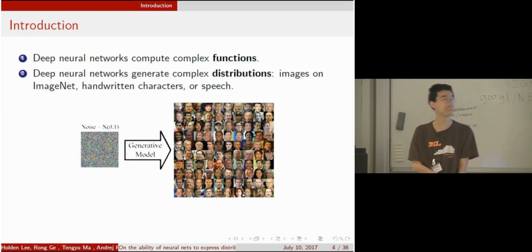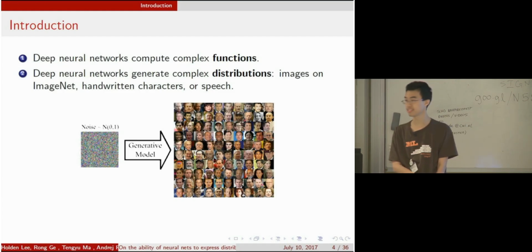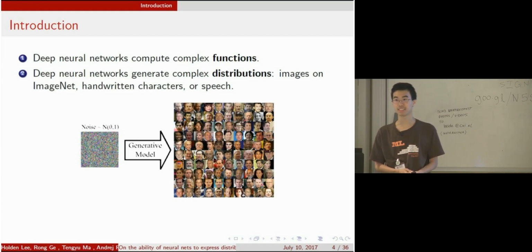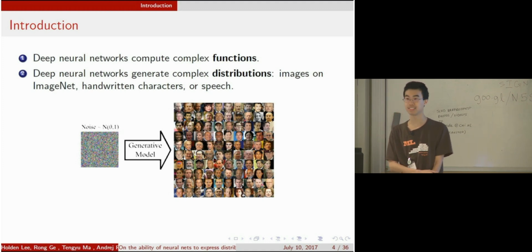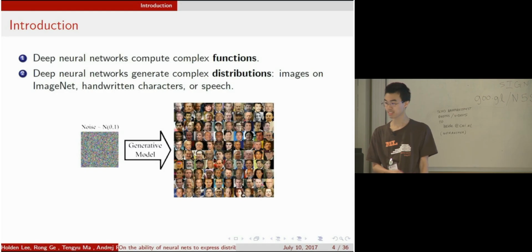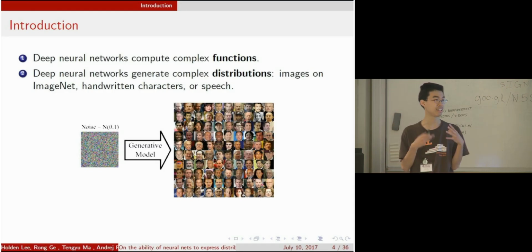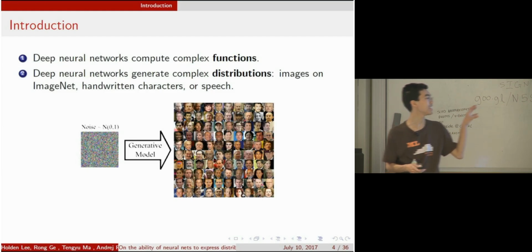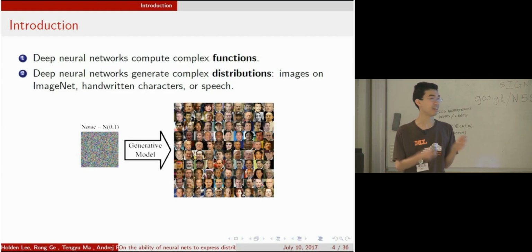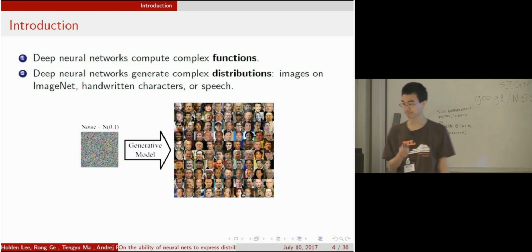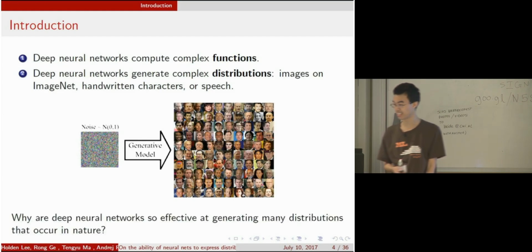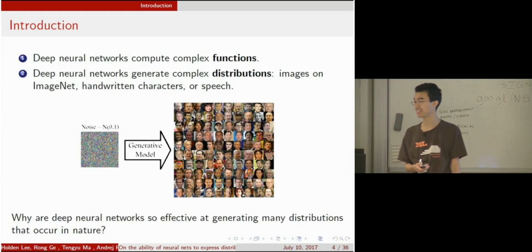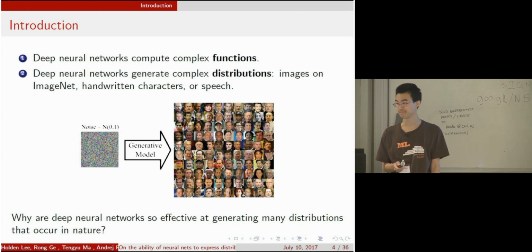We all know that deep neural networks can compute very complex functions. But another recent use of neural networks has been as generative models for complex distributions, such as natural images, handwritten characters, or speech. And so these networks, which include the popular generative adversarial networks, when trained, can take IID random noise, put it through the neural network, and put out a realistic distribution of images. So given the success of these networks, we can ask, why are deep neural networks so effective at generating many distributions that occur in nature?